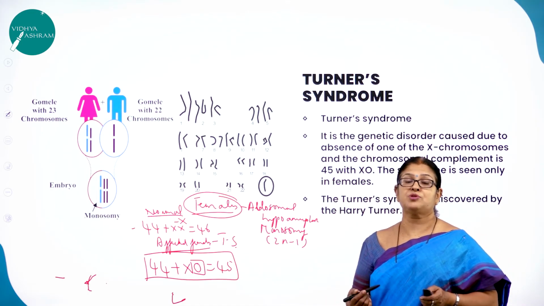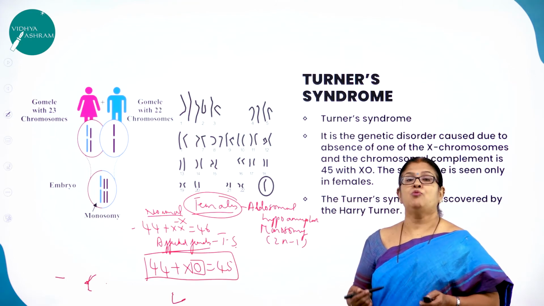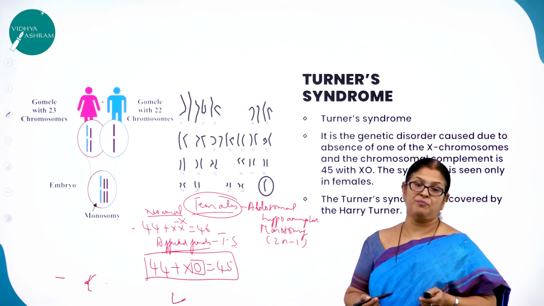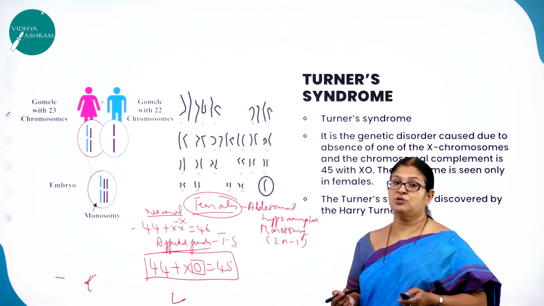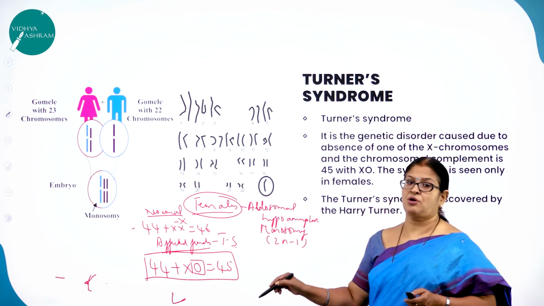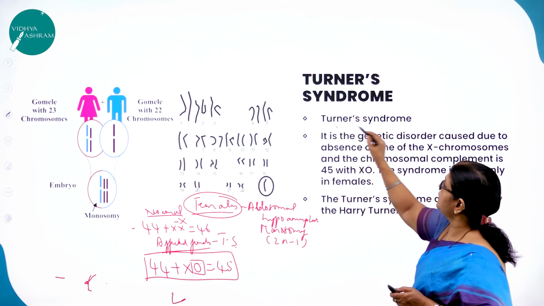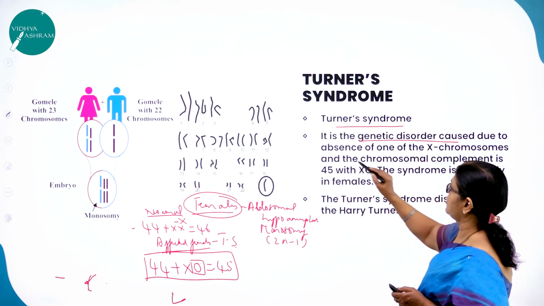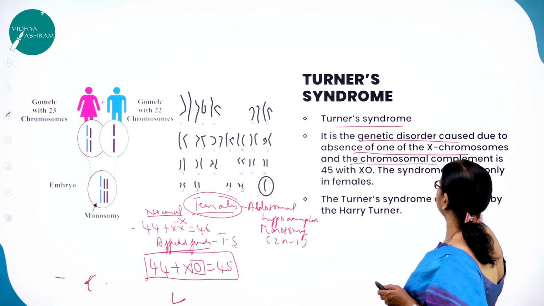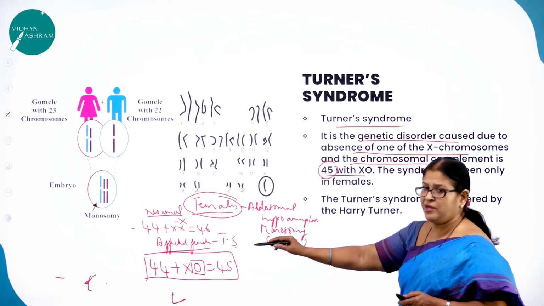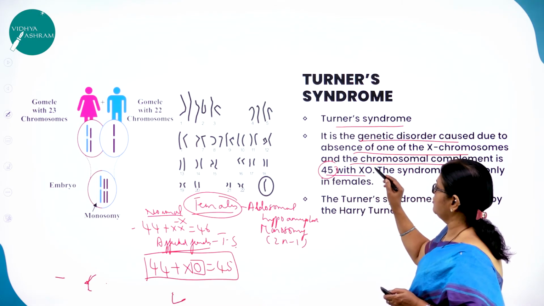Write what is the chromosomal complement of Turner syndrome? What is the chromosomal complement of Klinefelter syndrome? What is the chromosomal complement of Down syndrome? Writing this chromosomal complement is very, very important. So Turner syndrome is a genetic disorder caused due to the absence of the X chromosome, and the chromosomal complement is 45. As I said, it will be 45 instead of 46, with XO.